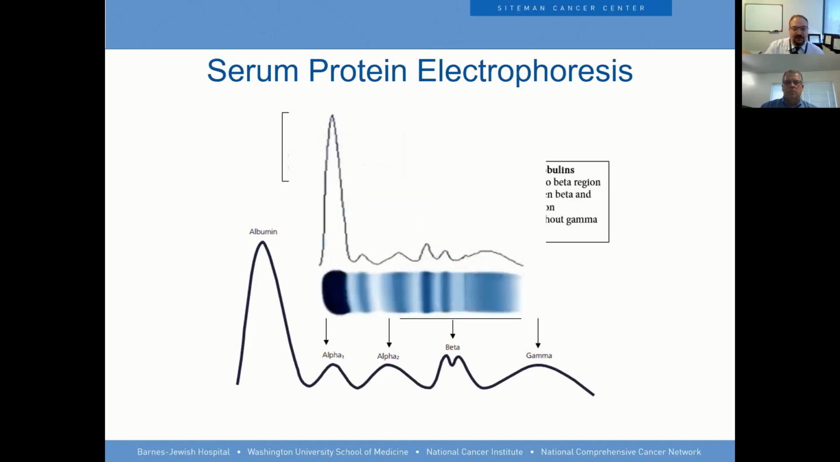This is a sample of what this actually looks like. As you can see, the blue lines represent the agarose gel, and it's now been stained for proteins. What you see above is the densitometric scan of that, and you can see the different bands that we've talked about.